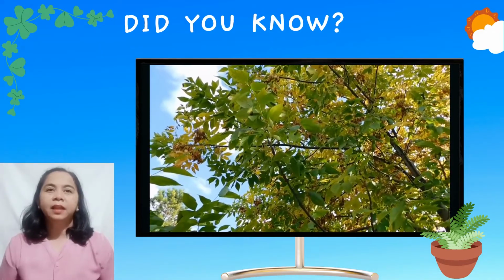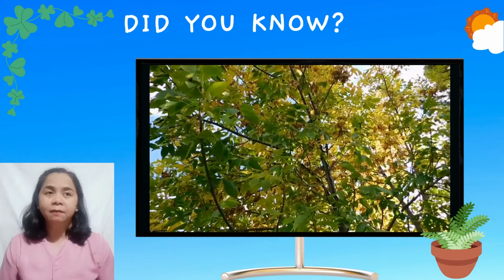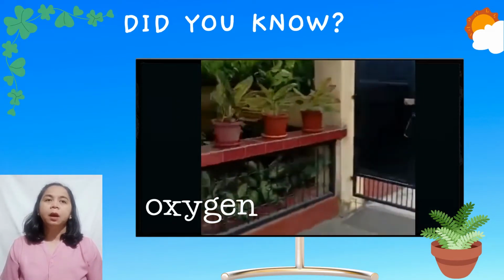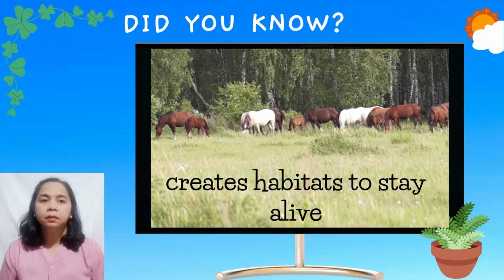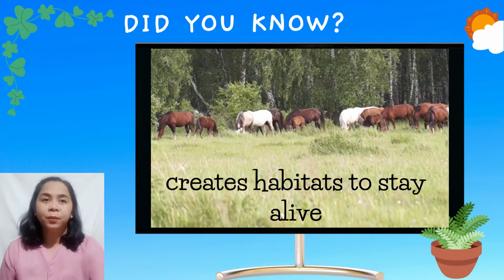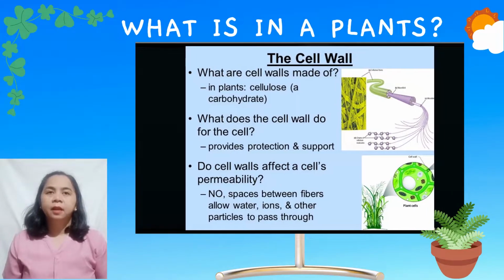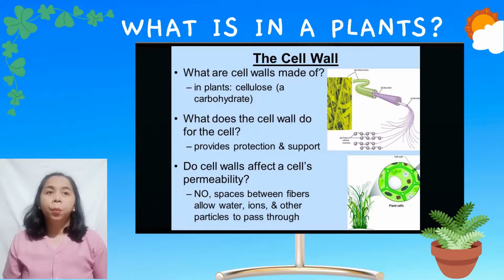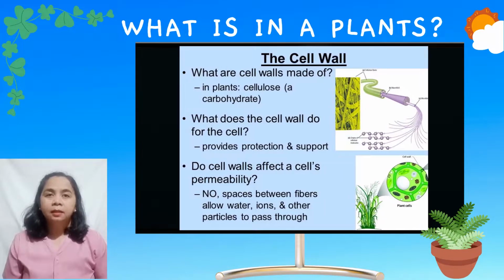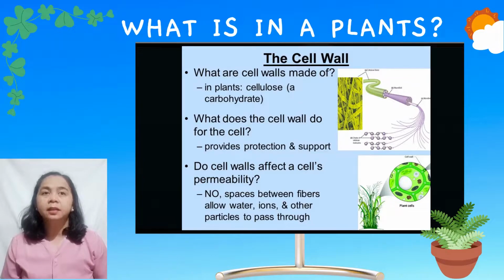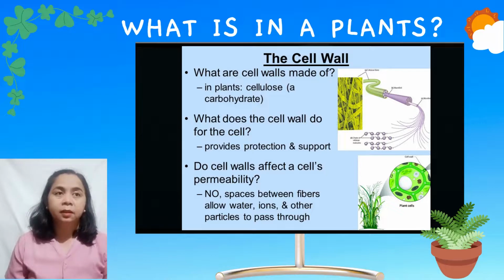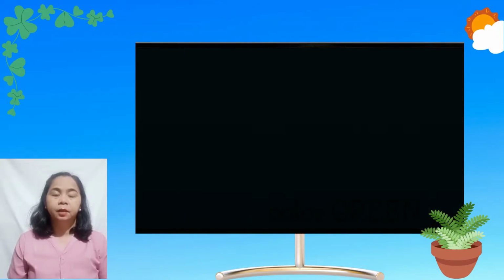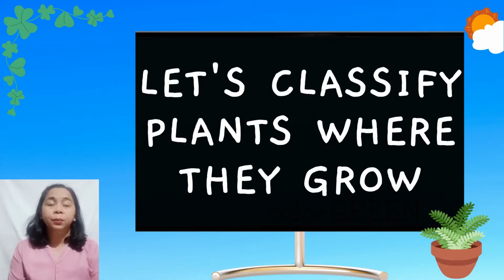Did you know that plants are so important for us to survive? Yes! Plants produce oxygen in the air we breathe and create habitats that keep animals alive, and so are we. What is in plants? They have special parts called the cell wall. Since they don't have skeletons like us humans, these cell walls give them structure. Without this, some plants, even flowers, would not be able to rise. Let's classify plants by where they grow.